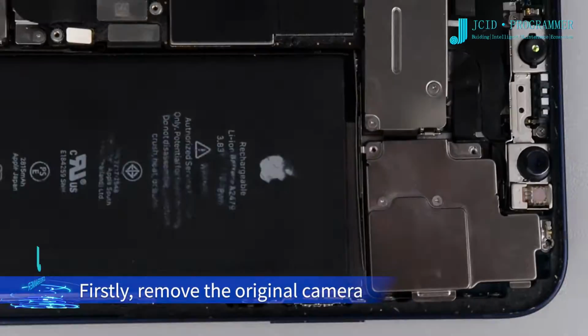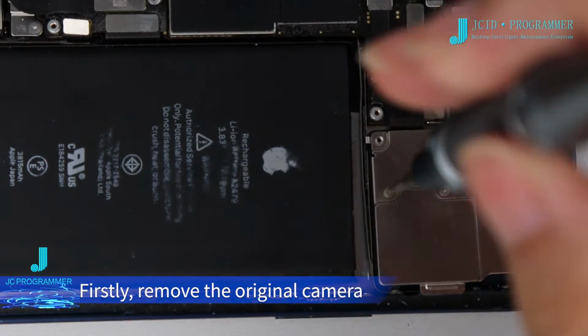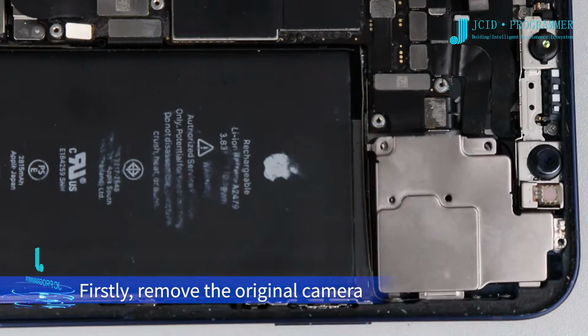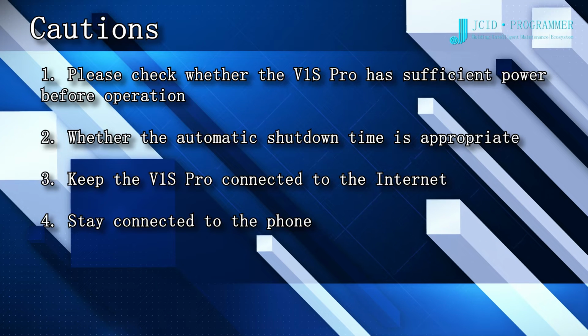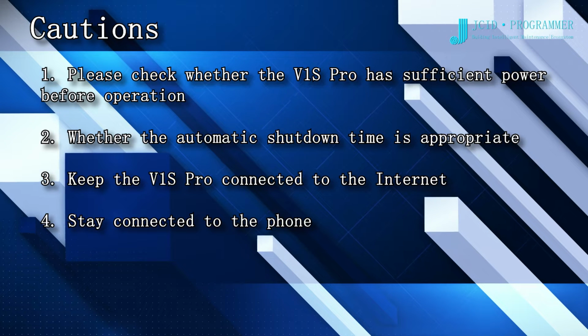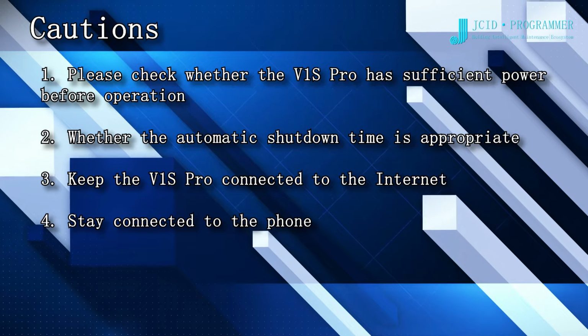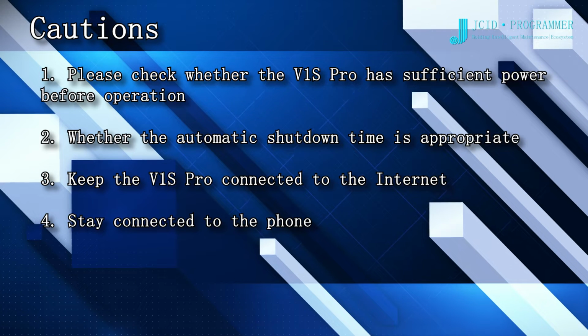Firstly, remove the original camera. Cautions: please check whether the V1S Pro has sufficient power before operation, and whether the automatic shutdown time is appropriate. Keep the V1S Pro connected to the internet. Stay connected to the phone.